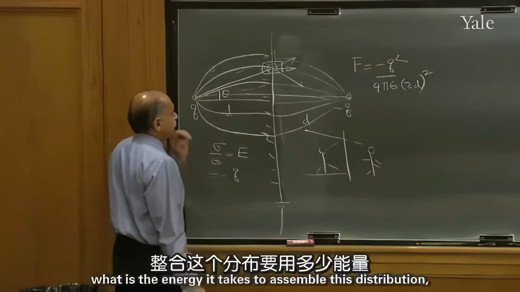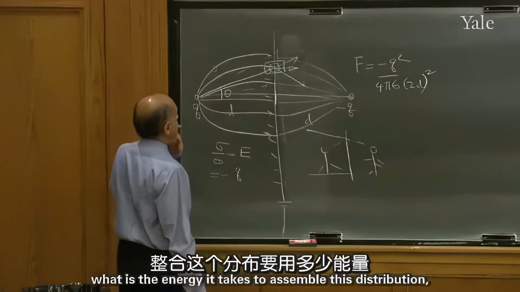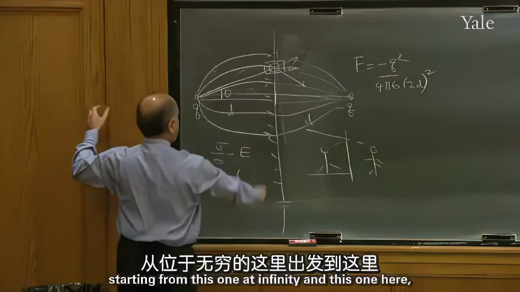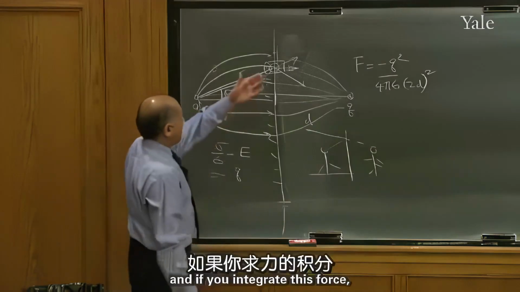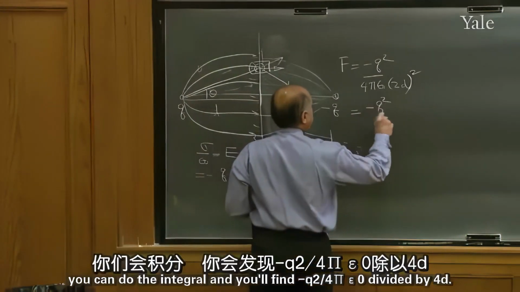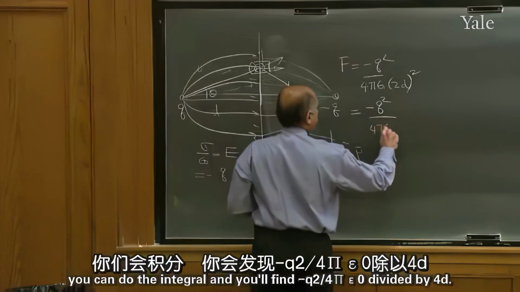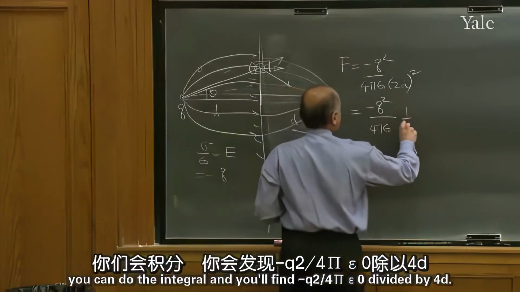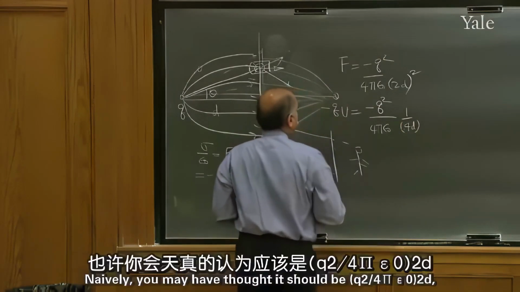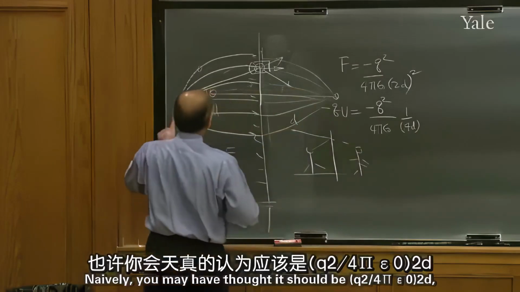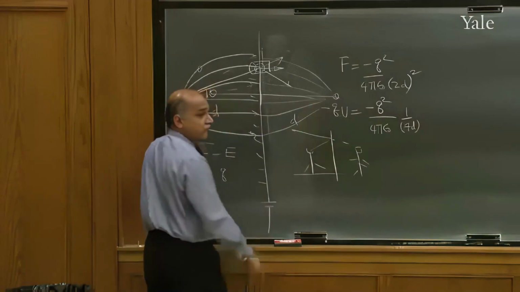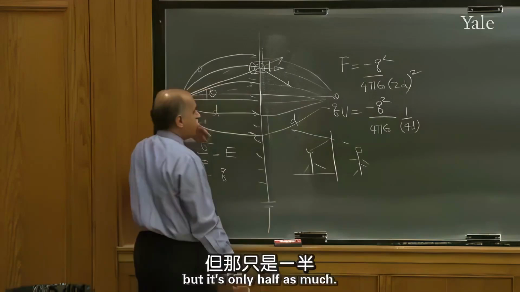Then you can also ask, what is the energy it takes to assemble this distribution, starting from this one at infinity and this one here. If you integrate this force, you can do the integral, and you will find minus q squared over 4 pi epsilon 0 divided by 4d. That will be the energy. Naively, you may have thought it should be q squared over 4 pi epsilon 0 2d, because 2d is the distance between them. But it's only half as much.